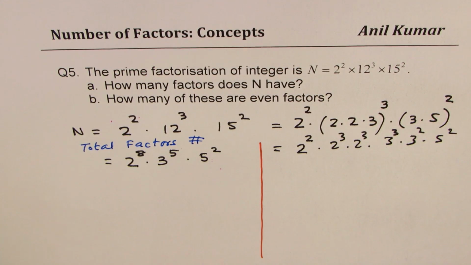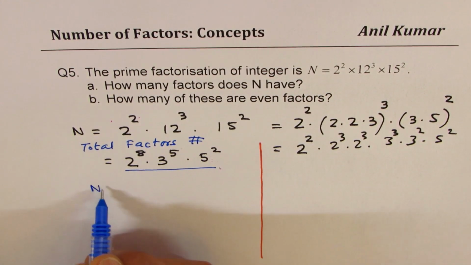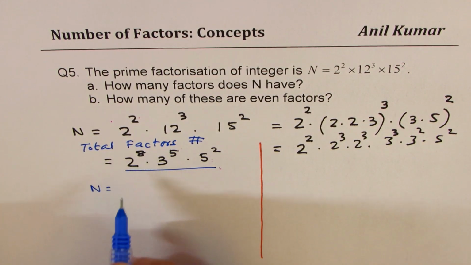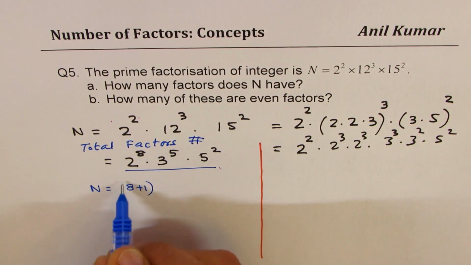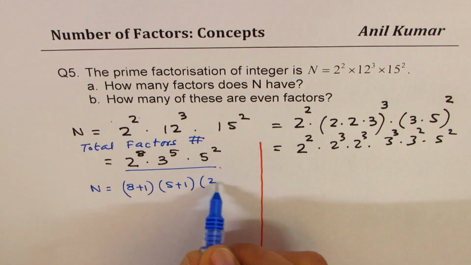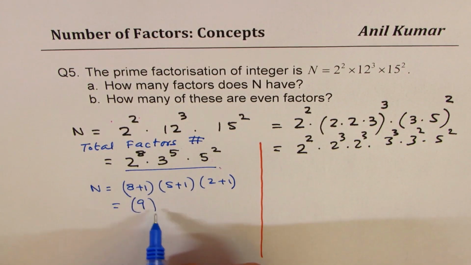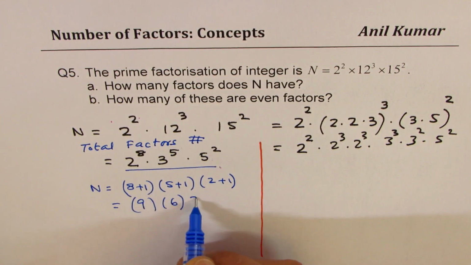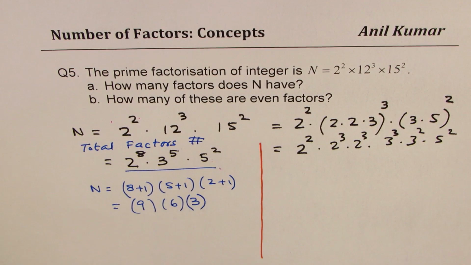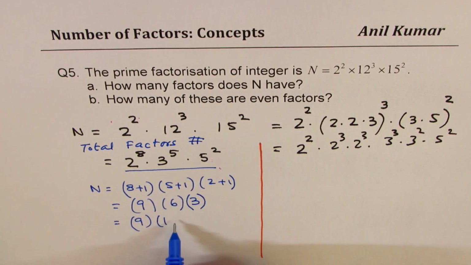Perfect. Now we can write all our answers. Does that make sense to you? So the number of factors is 8 plus 1, which is 9, times 5 plus 1, which is 6, times 2 plus 1, right? So we may need a calculator. So 9 times 6 times 3. Is it okay? So that becomes the solution for you. So we get 9 times 6 times 3 is 18.